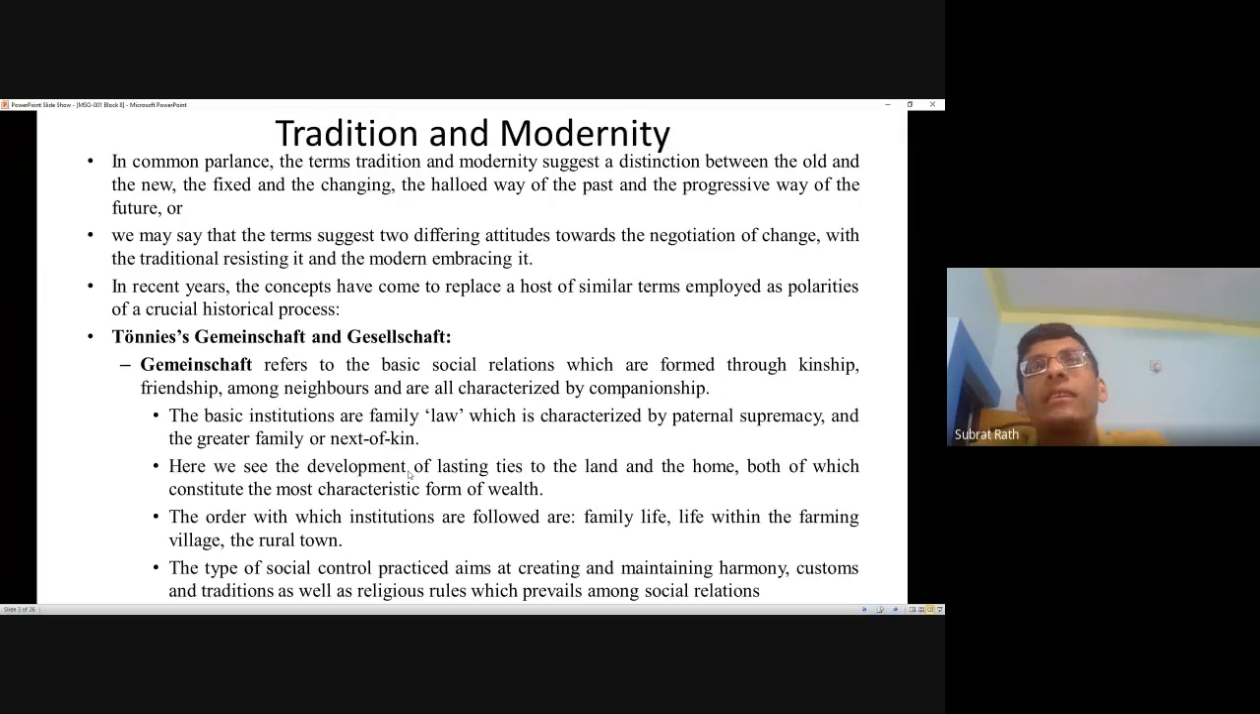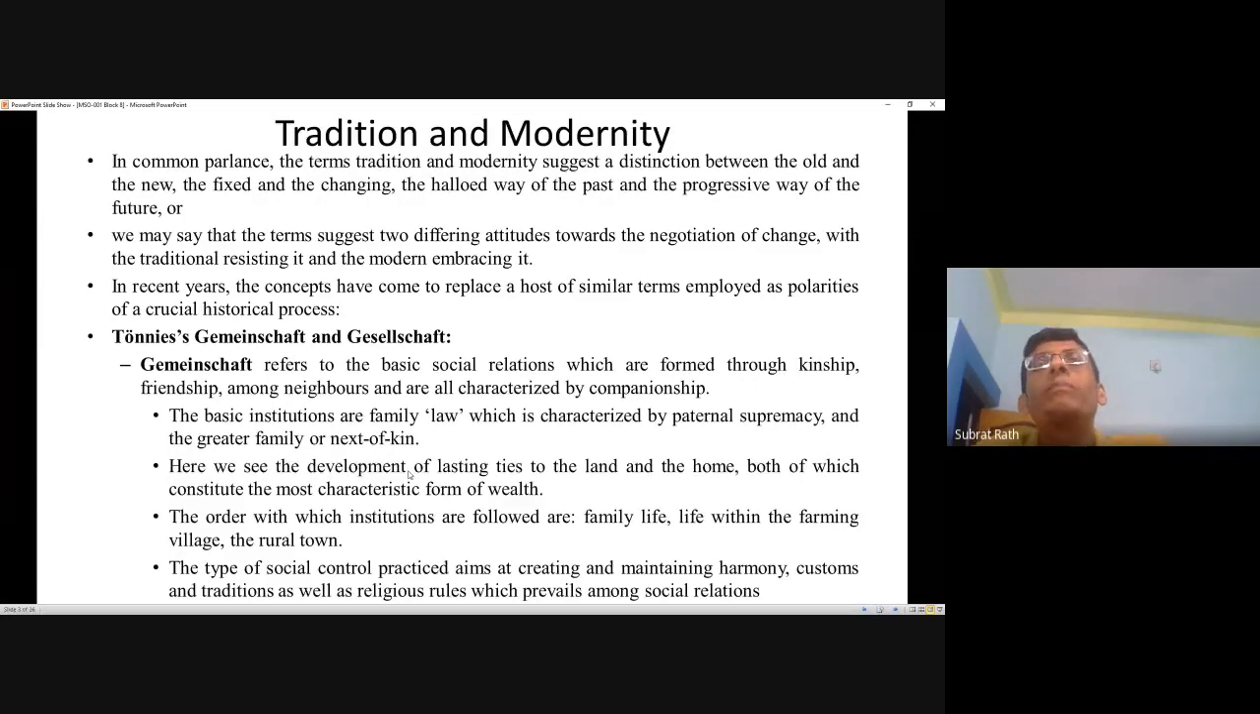So society changes. When we talk about tradition and modernity as two contradictory concepts, we make an analogy, a value judgment, between the historical and the present context. We think history is old and the present is very much progressive. This is the distinction we make in general language. So we talk about two differing attitudes towards the negotiation of change. When we say history represents all these things, we are saying that society has passed that history. That means in the process of change, we have progressed a lot in comparison to our past.